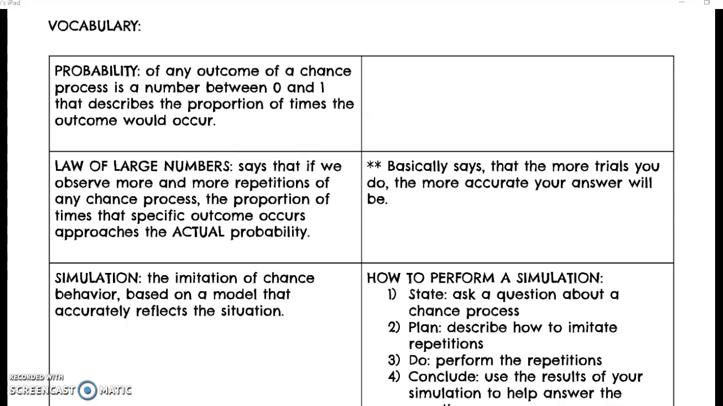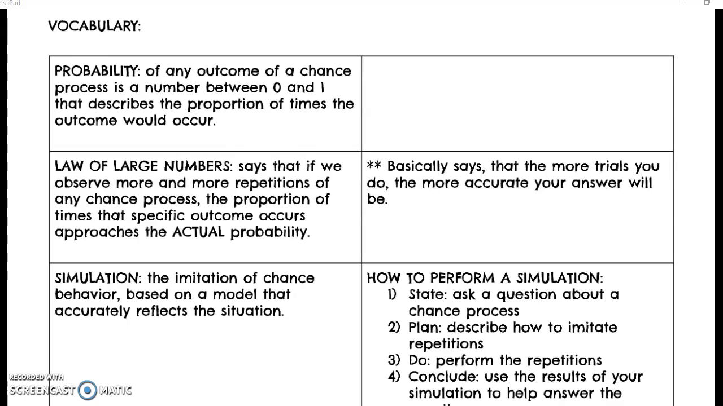Next is what's called the law of large numbers. That just means if we observe more and more repetitions of any chance process, the proportion of times that specific outcome occurs approaches the actual probability. Let's say I flipped a coin 10 times and got heads 7 of them, 7 out of 10. According to those 10 events, the probability that I get heads would be 0.7. But we know the actual probability of landing on heads is 50%.